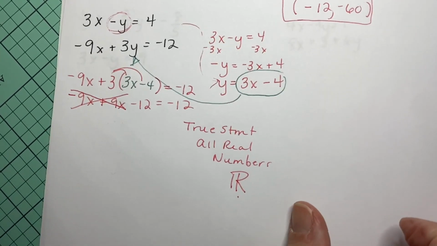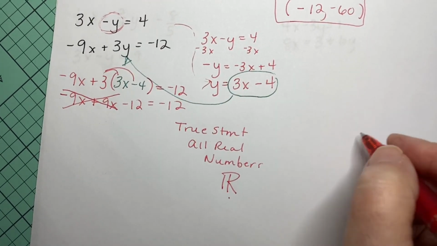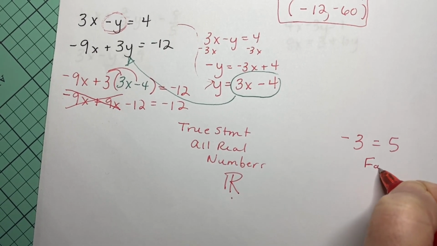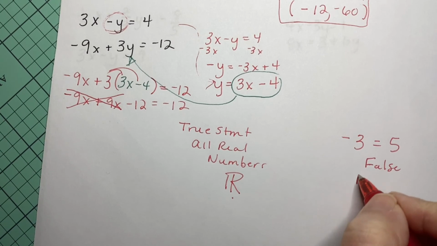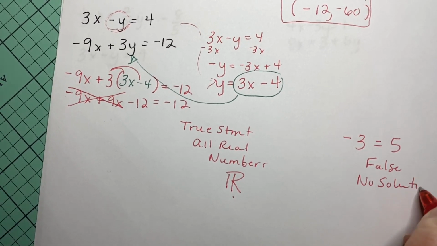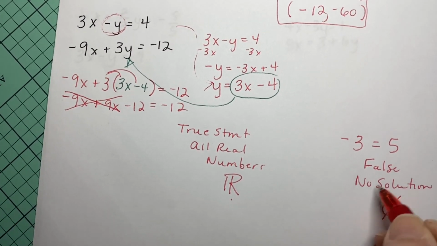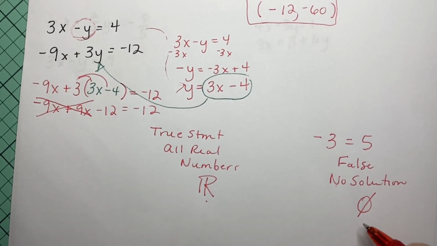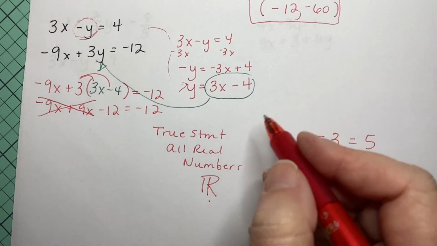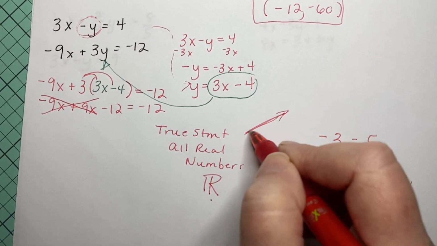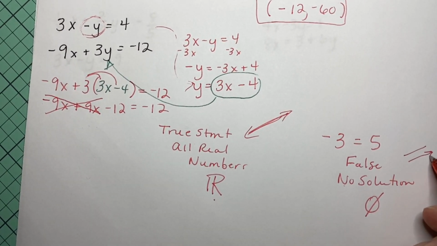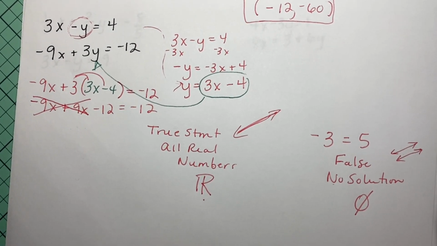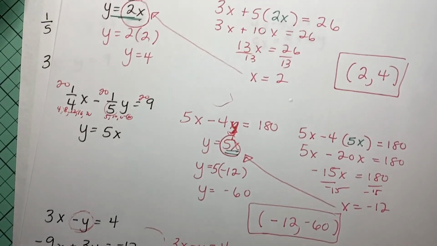Now I'm not going to do an example like this, but say the x's canceled out and you had like -3 equals 5. That's a false statement. And so that would be no solution, or a 0 with the line through it. You can write out no solution, or you can write the 0 with the line through it. Either way is fine. If we were graphing these, remember from last time, this would be the exact same line on top of each other, and these would be parallel lines running next to each other. So that's solving systems by substitution.